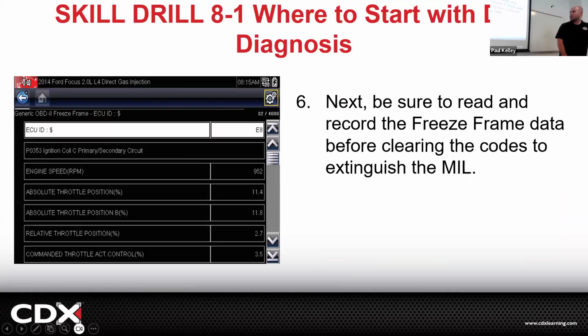And then, for example, we could look at the freeze frame. So this is giving us the freeze frame. When that code was set, the code, by the way, is a P0353, ignition coil C primary secondary circuit. When it's set, the engine RPM was 952, throttle was 11%. Gives us a little bit of information. Honestly, that's a circuit code, so I think we could probably figure that one out without having to drive it too much. We could probably start checking the circuit.